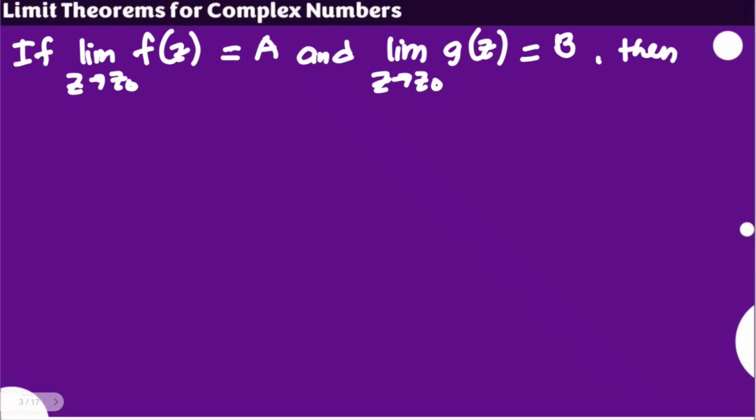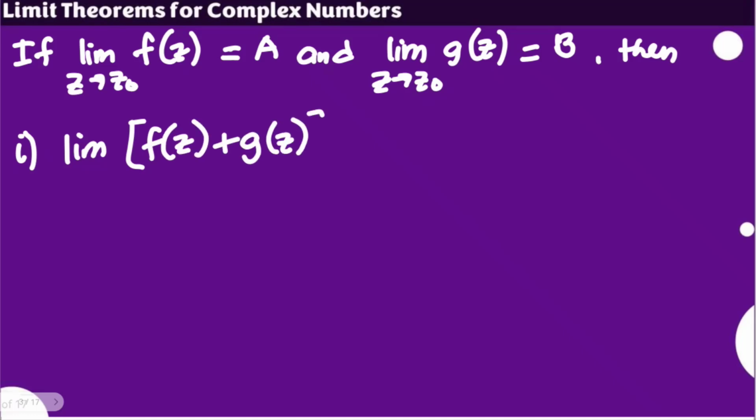The first one is the limit for the sum. That would mean if we have the limit of the sum of the two given functions f of z and g of z as z approaches the same value z sub 0, this is equivalent to simply the sum of their equivalent limits. This is the first limit theorem.